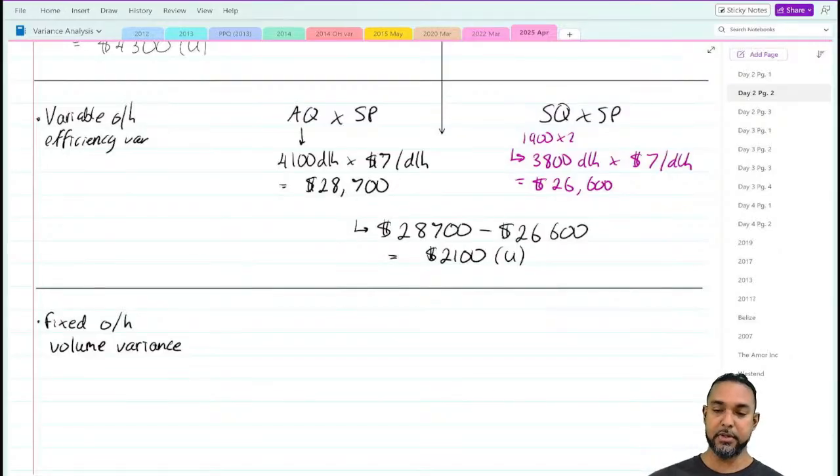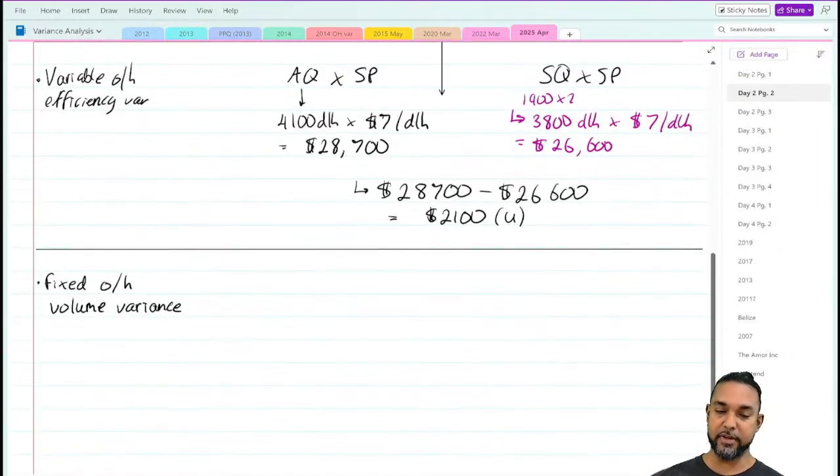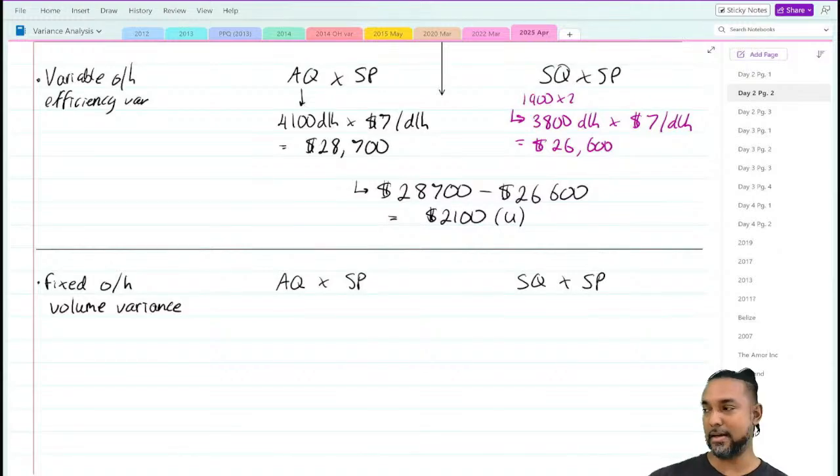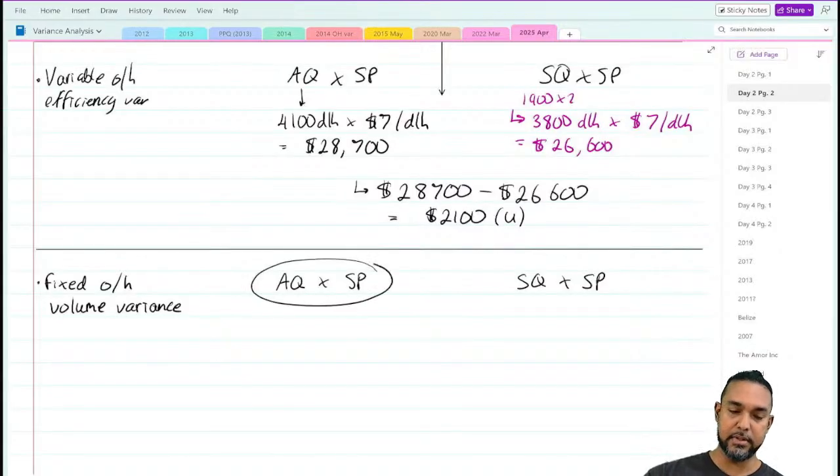Okay, so basically what we're going to do now is the fixed overhead version of what we just did for the variable overheads. Now, let's just head up the little calculation things. These are just placeholders for me right now because they keep me grounded in the pattern we had established when we did the materials and labor variances. So, actual quantity and standard price.